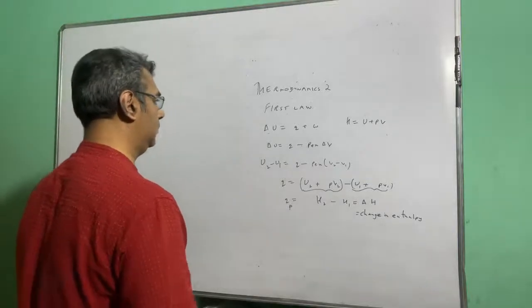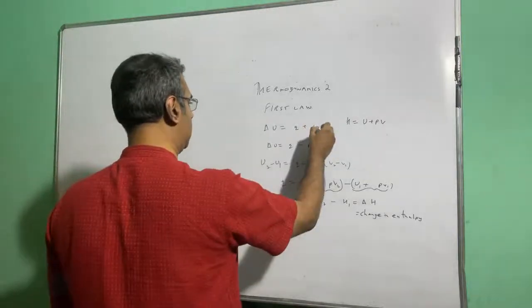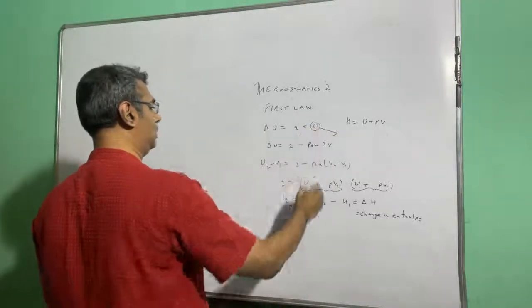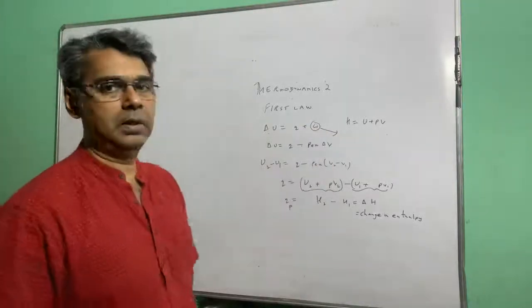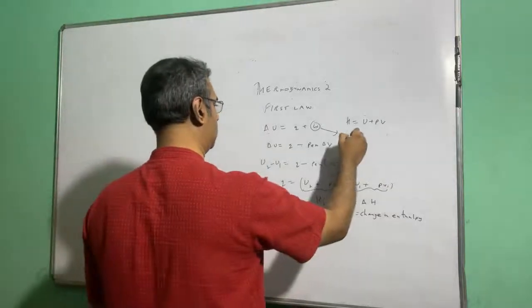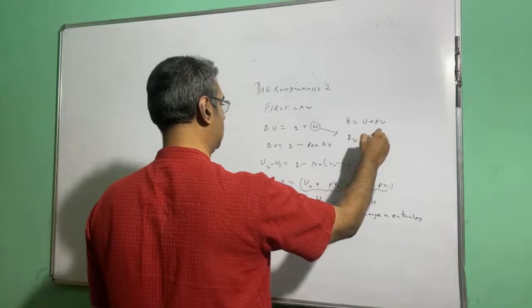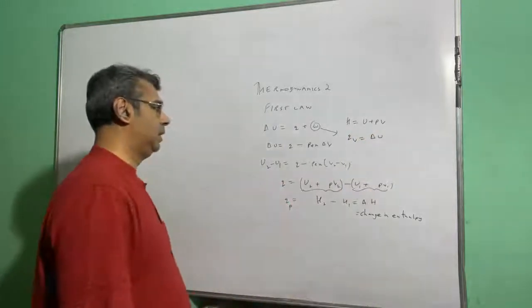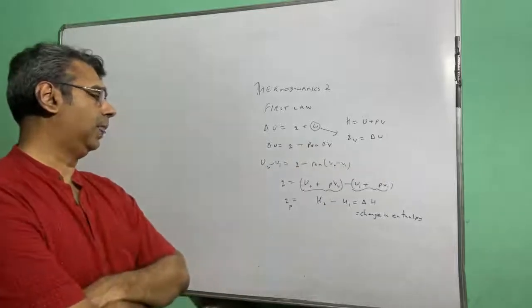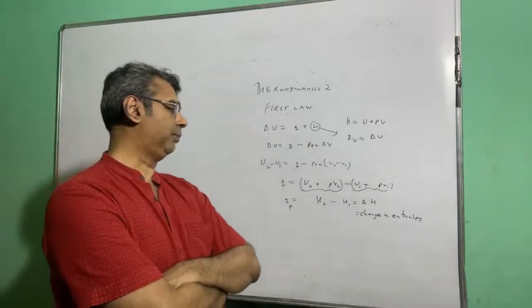And one more thing is that if you go to the equation of the first law, you know that work done is zero for an isochoric process. So isochoric process means constant volume. So that means the heat absorbed at constant volume is equal to change in internal energy.